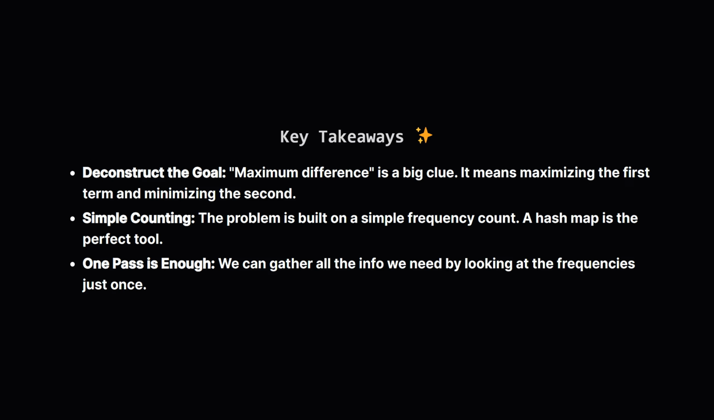So, to wrap it all up, what are the key things to remember from this problem? First, when you see a phrase like maximum difference, immediately think about how to make the first part of the subtraction huge and the second part tiny. Second, this problem, like many others, boils down to just counting things. A hash map or a simple array is your best friend for frequency counting tasks. And finally, we saw that a single efficient pass through our collected data was all it took to find the answer. No complex algorithms needed, just a clear, simple plan.